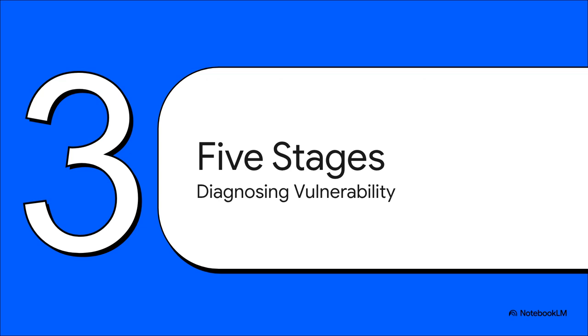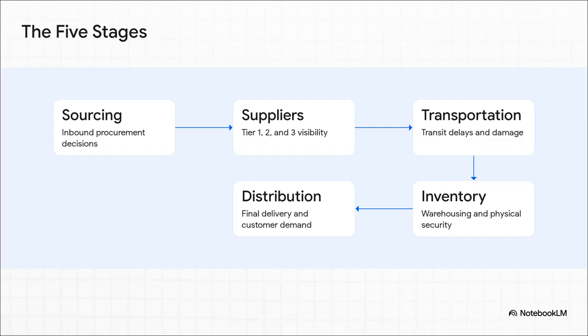Okay, on to Section 3, the 5 stages of vulnerability, diagnosing the supply chain ecosystem. To build out our analytical toolkit, we're going to take a guided diagnostic tour to see where vulnerabilities actually hide. We can break down any incredibly complex global network into 5 distinct stages: sourcing, suppliers across multiple tiers, transportation, inventory and warehousing, and finally, distribution and demand. Using these 5 lenses maps out exactly where the structural weaknesses are hiding.